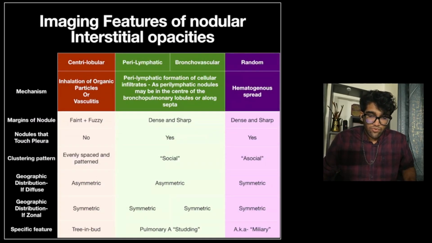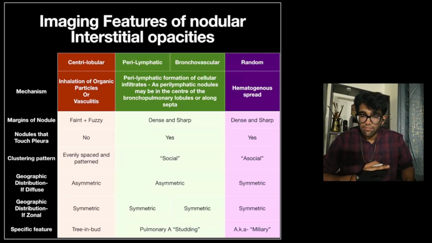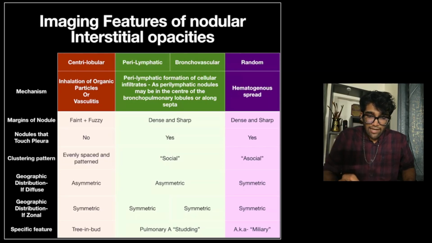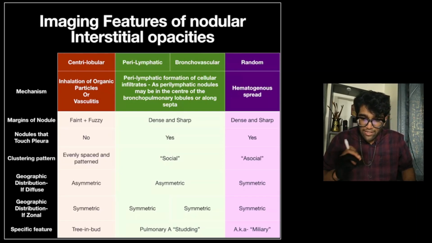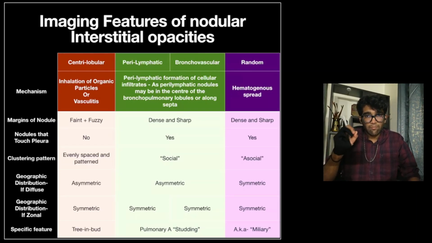So in summary, we've got basically three patterns: a centrilobular pattern, a perilymphatic pattern, and a random pattern. Centrilobular pattern is due to inhalation of organic particles through the respiratory tract, which are less than 20 micrometer in diameter. Perilymphatic pattern is due to inhalation or intake of particles larger than 20 micrometer, or some kind of cellular or non-cellular aggregation along the lymphatics. Random patterns are essentially due to hematogenous spread of either an infection or a malignancy into the lung.